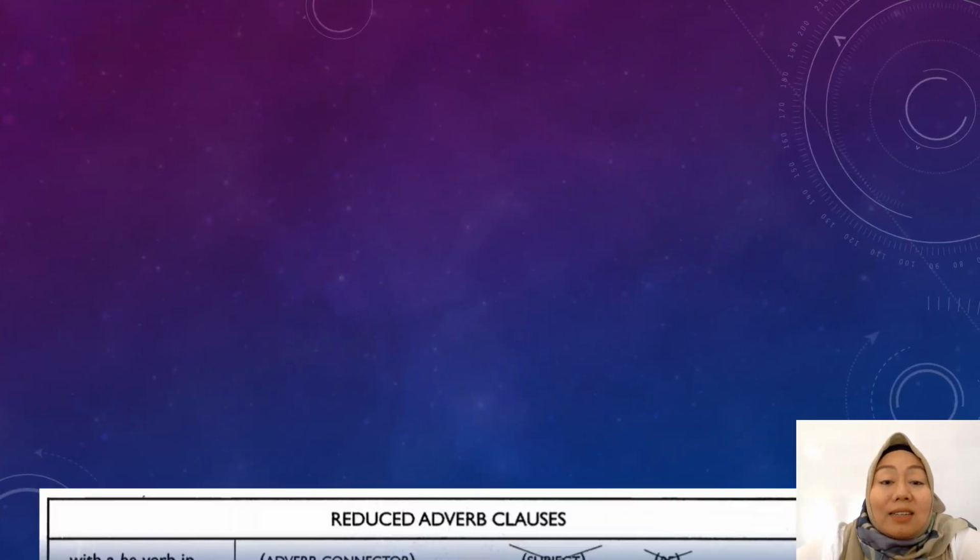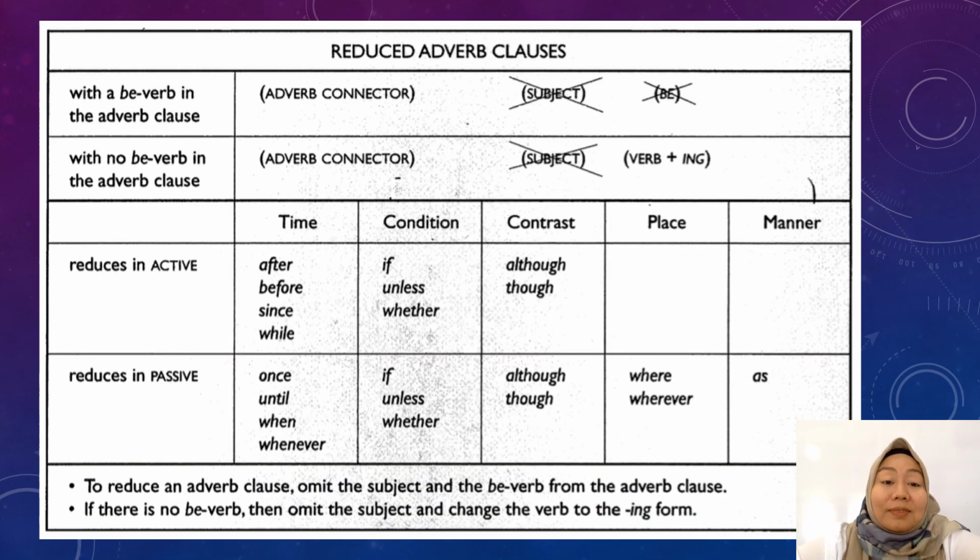All right, let's take a look at this chart for reduced adverb clauses. Here you can see with a be verb in the adverb clause. If the adverb clause has a be verb, then we omit the subject and the be verb. If there is no be verb in the adverb clause, then we omit the subject and also change the verb into verb ing.